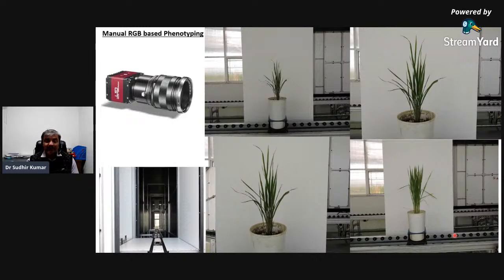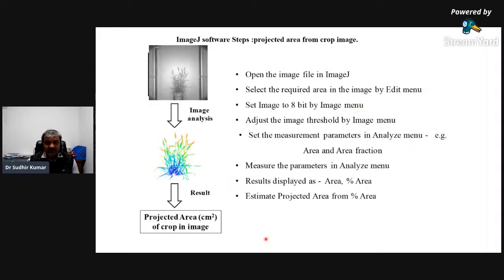Even if we don't have a very sophisticated facility, the real aspect is that if we can keep some kind of uniform background and an RGB camera, it still can be useful to get information about the plant at each stage. So this kind of background, for instance, we can use to get more information, even if we don't have these kinds of facilities. There is free software like ImageJ available, and we can get area and height instantly out of these images.